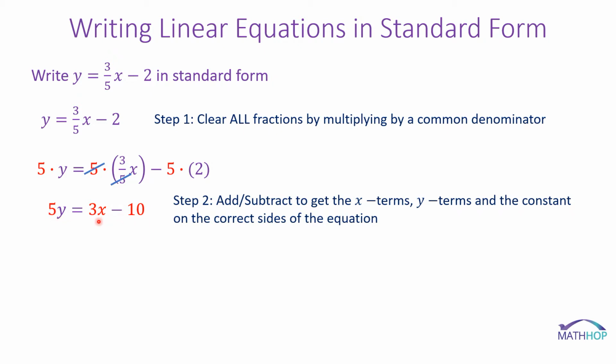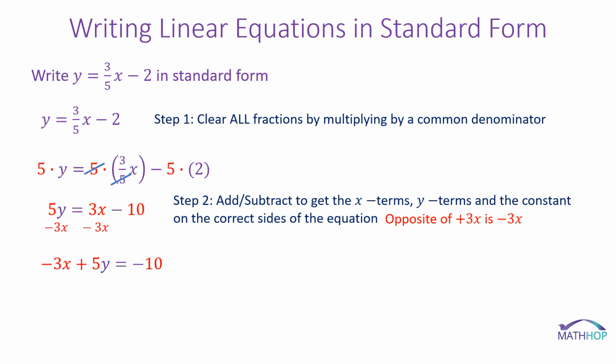We have to move 3x from the right side of the equation to the left side of the equation. Anytime you need to move a variable or move anything from one side of an equation to the other, you use inverse operations. The opposite of positive 3x is negative 3x, so we'll subtract 3x from both sides. Remember to put the x term before the y term. Don't write 5y minus 3x, because in standard form that x term comes first. We get -3x plus 5y equals -10.